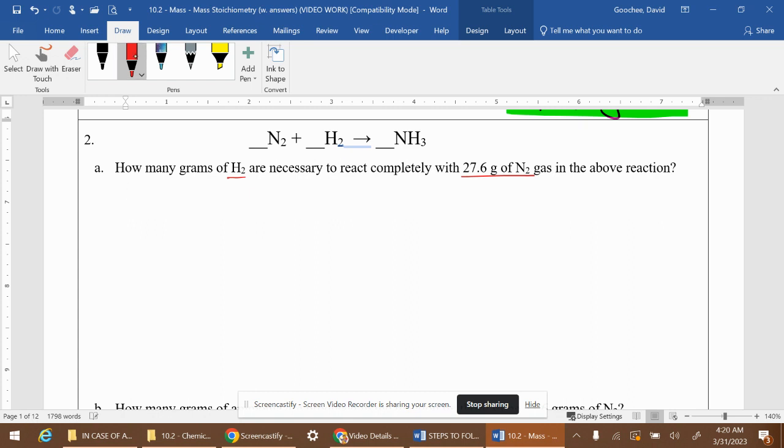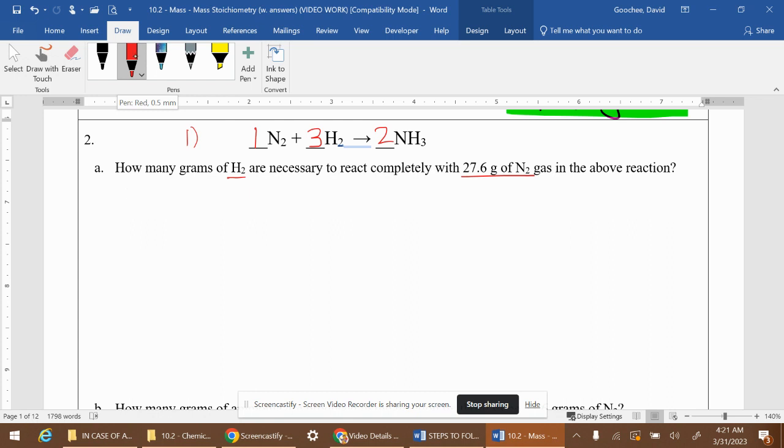So the first step always with these stoichiometry problems is to balance the equation. So we've got two nitrogens over here, and one nitrogen here, so I'm going to put a 2 in the front to balance the nitrogens. We have two hydrogens here, and 2 times 3, that's 6 hydrogens over here, so we got to put a 3 to balance it. So the balanced equation is 1 nitrogen and 3 hydrogens combined to form 2 ammonias. Okay, so step 1 is balance the equation.